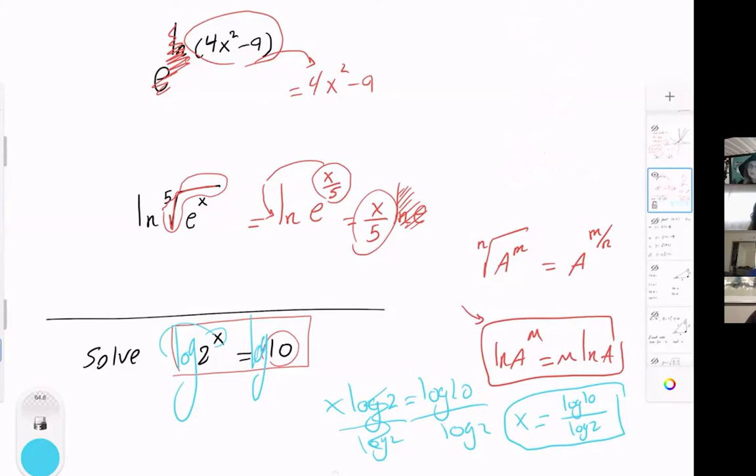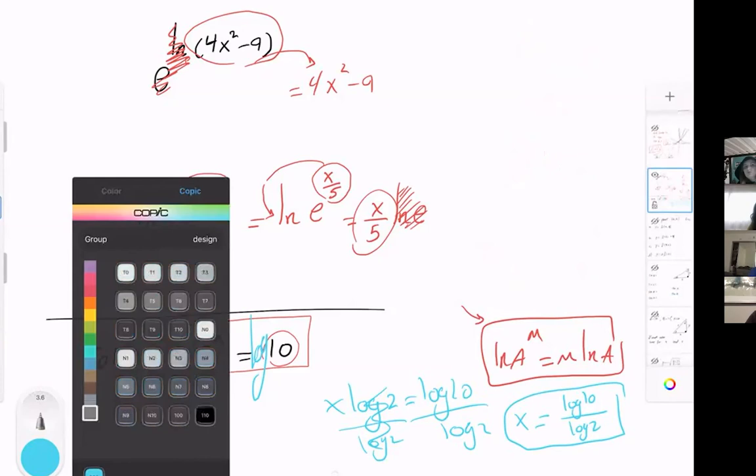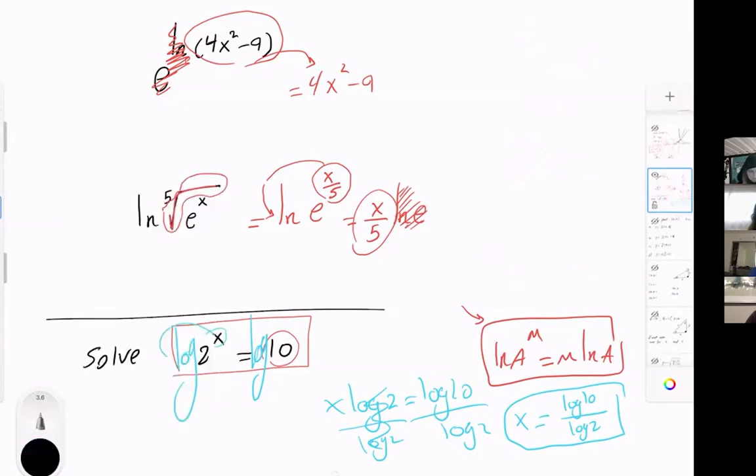So what I got, x equal to log 10. Oh, log 2, very nice. Log of 10 is too early. Log of 10 is 1, correct? So 1 over log of 2. This is the answer. You need to do that. Log of 10 is 1.